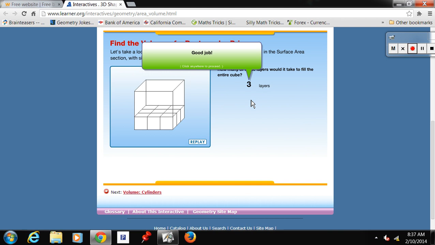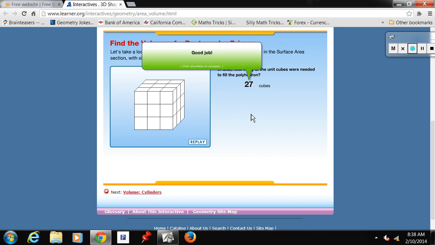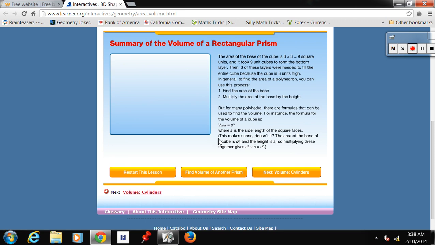Okay. And then it says, so they're going to fill it up for us. In total, how many unit cubes were needed to fill the entire polyhedron? Now, do you remember what polyhedron was? Polygon was a shape with no curve. Polyhedron is a solid with no curve. So it's like a prism or a cube, things like that. So how many cubes did it take? We said 27, right?